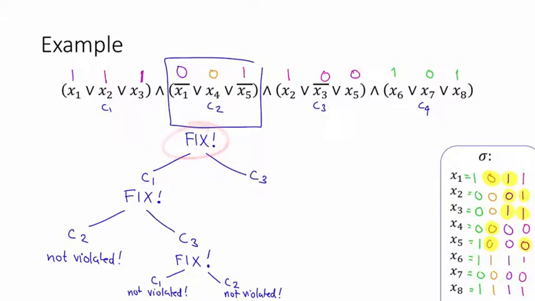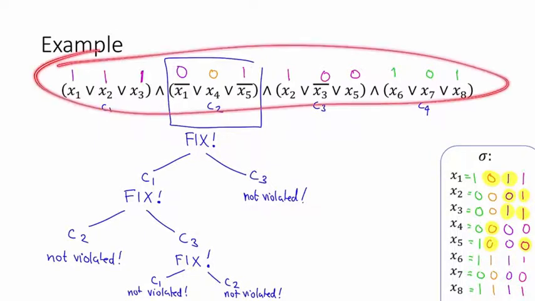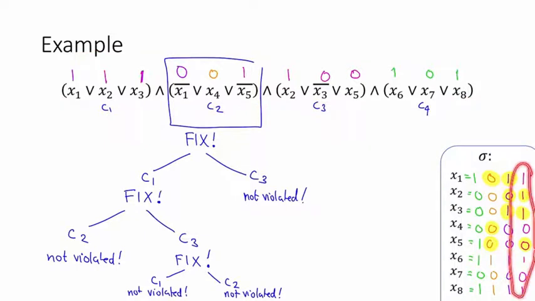Now this recursive call to fix still needs to go take a look at C3. Fortunately, at this point, C3 is not violated. So now we're done with this recursive call as well, and now we're done with the whole thing. And hooray, at this point, we've found a satisfying assignment. It's this one here.